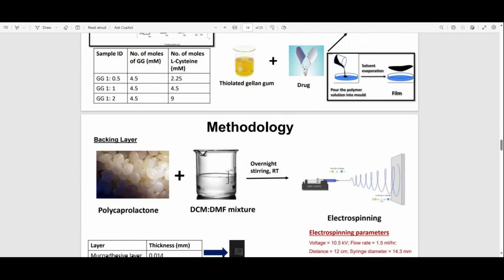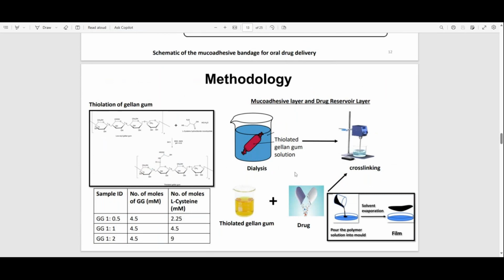So in the system, as I mentioned in the schematic, it's like a three-layer system with the mucoadhesive layer, the drug reservoir layer, and another is the backing layer, the hydrophobic backing layer. For the drug reservoir layer and the mucoadhesive layer, we have used the same technique. For the drug reservoir, we have used thiolated gellan gum along with the drug, and for the mucoadhesive layer, we have used only the cross-linked thiolated gellan polymer systems.